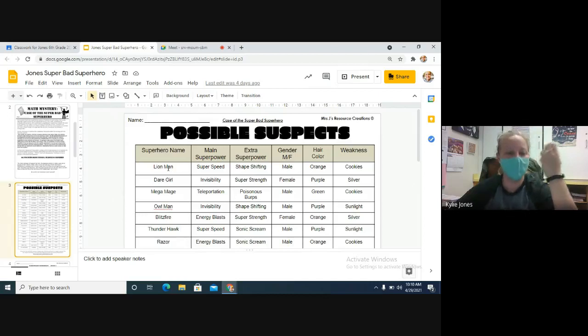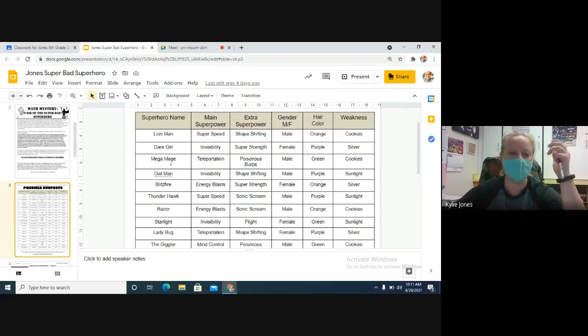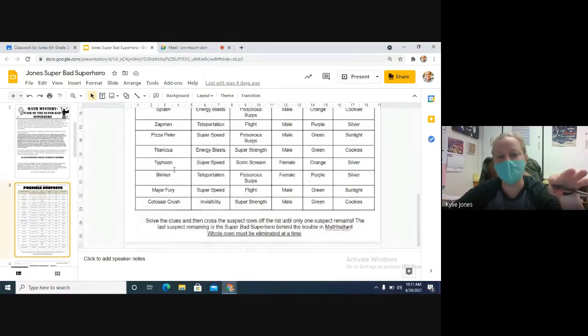suspects. So Lion Man is the superhero. His superpower is super speed. His extra superpower is shape-shifting. He's a male. His hair color is orange, and his weakness is cookies, apparently. So there's all kinds of people. Dare Girl, Mega Mage, Owlman, Blitzfire, Thunderhawk. There's a ton of them, right? Pizza Peter, like Peter Piper pizza.